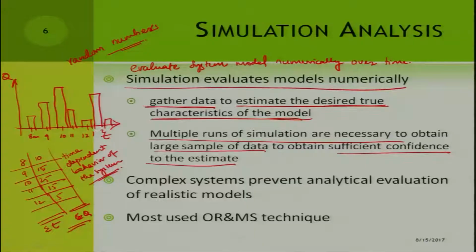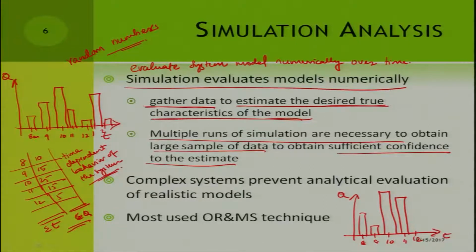So next day when you look at the time dependent behavior of the system, it might look like this. Here is your q, here is your t, and here is your 8, 9, 10, 11, 12, etc. Here you might have 8 like this, 9 like this, 10 like this, 11 also like this, then 12 also large, 1 o'clock is small. That can also happen. Depending upon the way you look into the system, the time dependent behavior can change. If you have multiple time dependent behaviors like this and you average them, you can create a large sample of data, or many different instances of data.